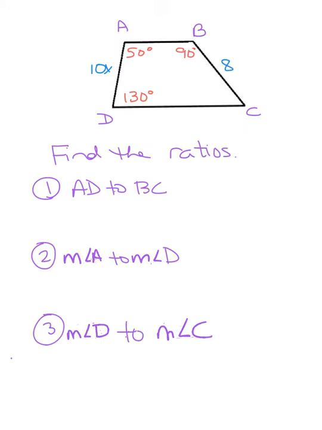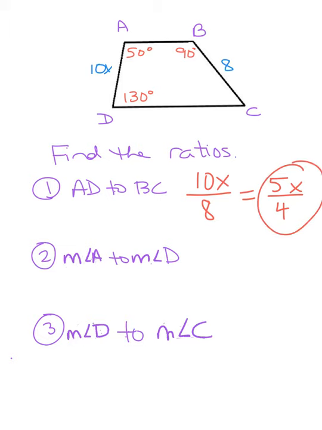Now we're going to use some geometry in with our algebra. So we're going to find the ratios using this four-sided figure. So we have AD is to BC, so that will be our first ratio. So AD has a measurement of 10x, and BC has a measurement of 8, so we'll simplify that. 10 over 8, that simplifies to 5 over 4, and then we have x, our numerator, so that will be our final answer there.